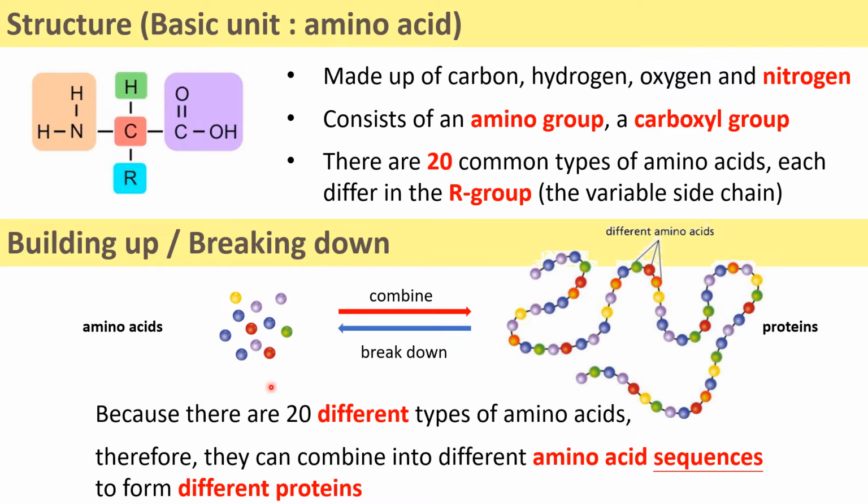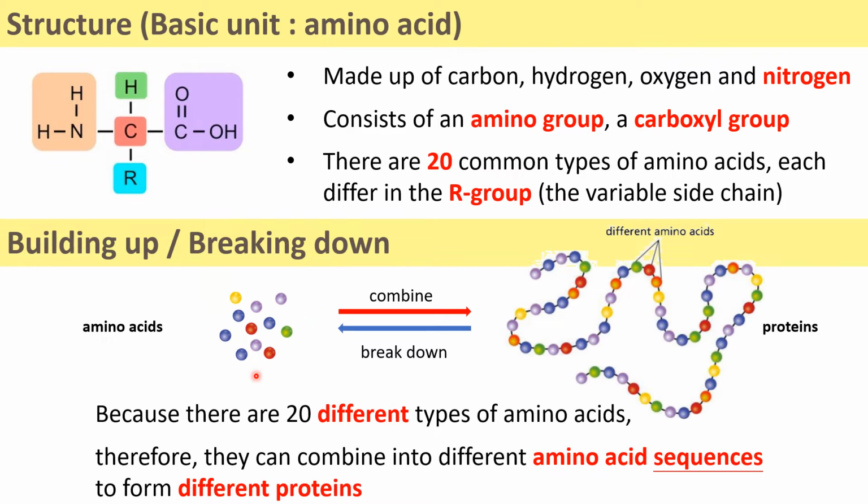So in this picture, each circle represents an amino acid. And now you should understand they are in different colors because they are different. There are many different types of amino acids, even though each of them looks like a circle, but inside they are slightly different in terms of the R group. So these amino acids can join together to form a long chain, and that is a protein. Similarly, a big protein can be broken down back into its basic unit, the amino acids.